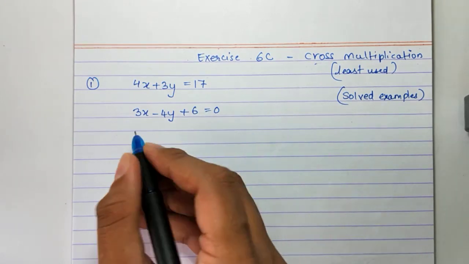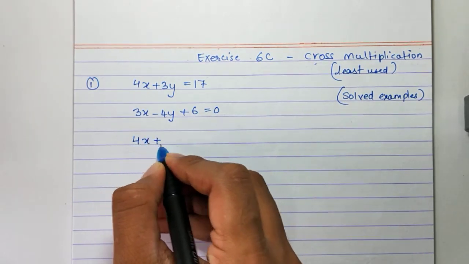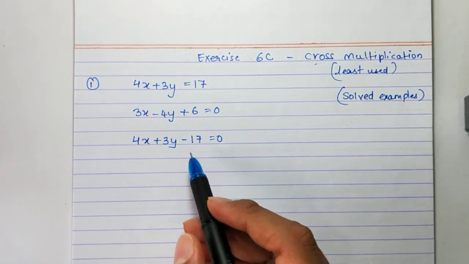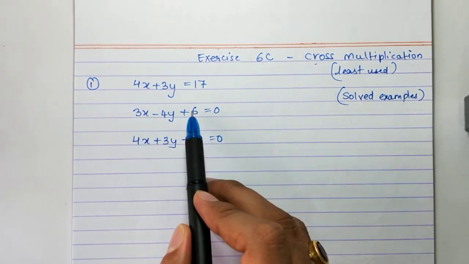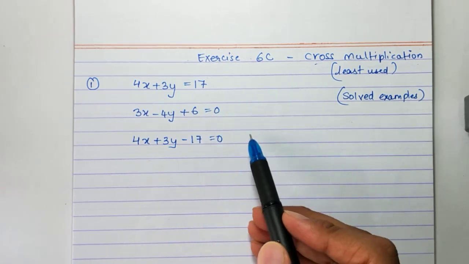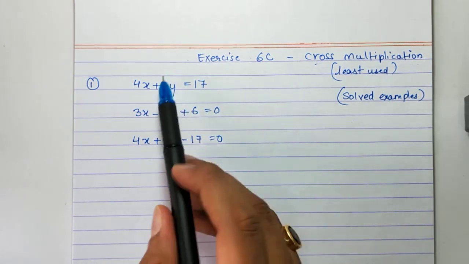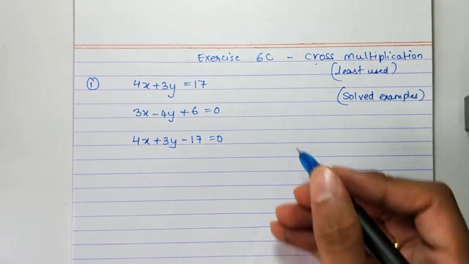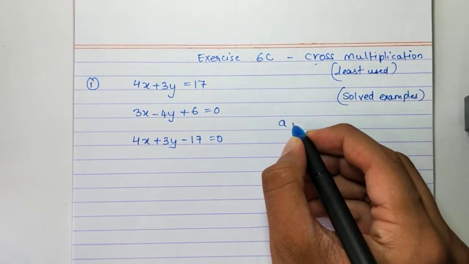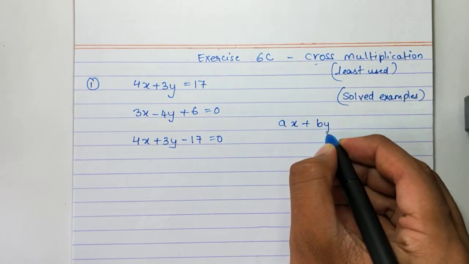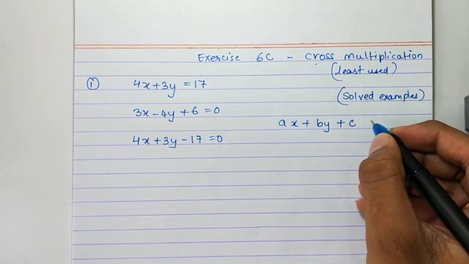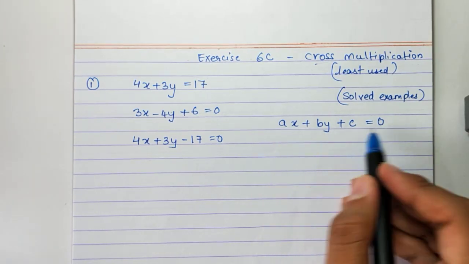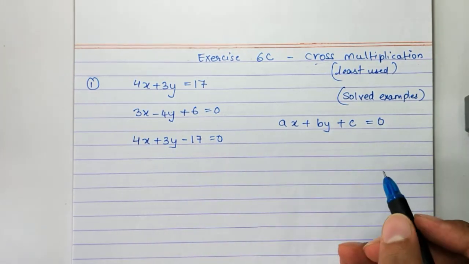So it is necessary to bring the question in this form: x, y, number, equal to 0. You cannot keep it in the other form and solve the question. You have to keep it in this form, ax plus by plus c equals 0. It is called the standard form of the equation. You have to bring it in this form.